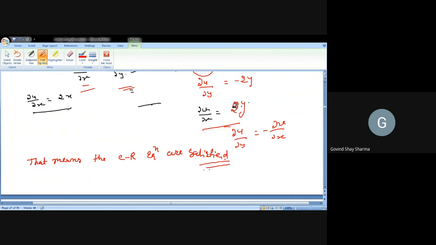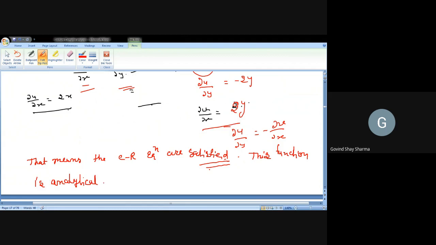So if the CR equations are satisfied, then we can say that this function is analytical.